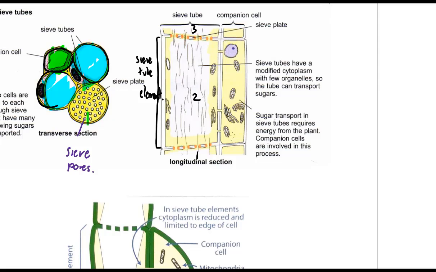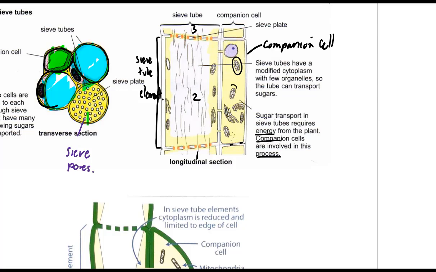But that's where these little cells come in. So this cell here, just to the side of it, is a companion cell. It's called a companion cell because it's a little friend at the side. Now, it has a really important role in transporting sugar. The sugar transport in the sieve tubes requires energy, and it's the companion cells which are involved in this process.